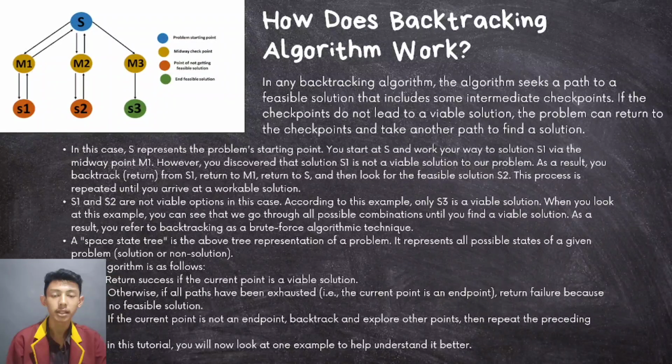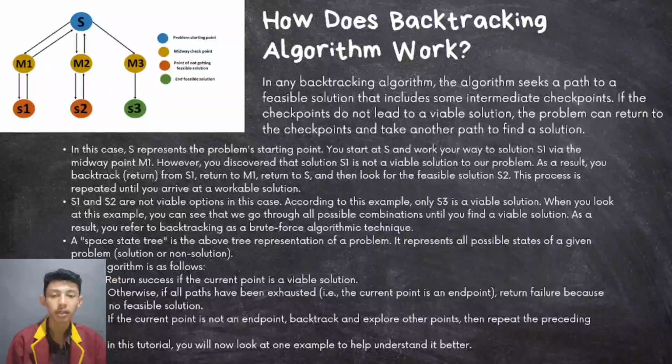When you look at this example, you can see that we go through all possible combinations until we find a viable solution. As a result, you refer to backtracking as a brute force algorithmic technique. And the state space tree is the above tree representation of a problem. It represents all possible states of a given problem, solution or not solution.